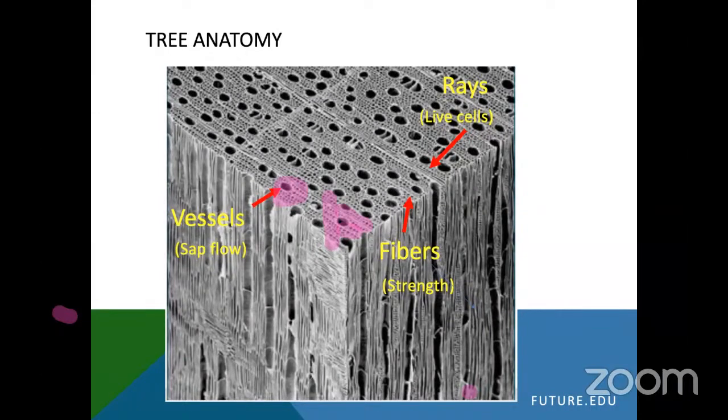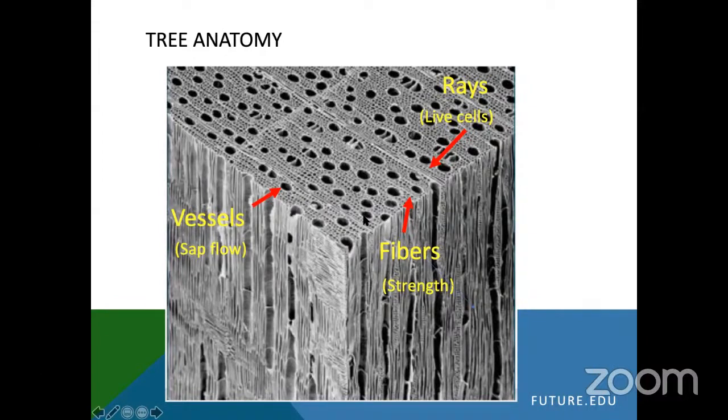And those rays, unlike vessels and fibers, are live cells. Okay, so those rays are live cells. If a tree is going to make it through the winter, it's got to do something to stop those live cells from bursting, like what happened in the lettuce experiment. All right, so that's how wood is put together. That's how maple wood is put together. That happens to be a red maple.